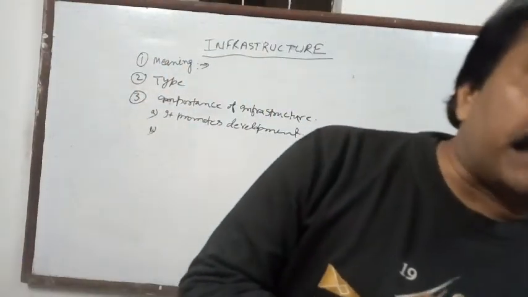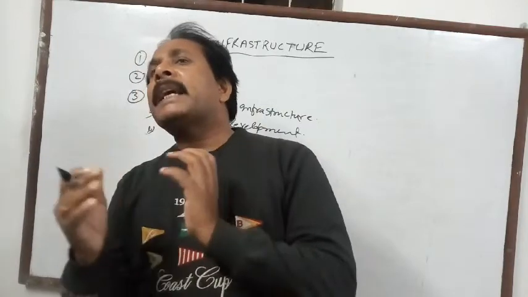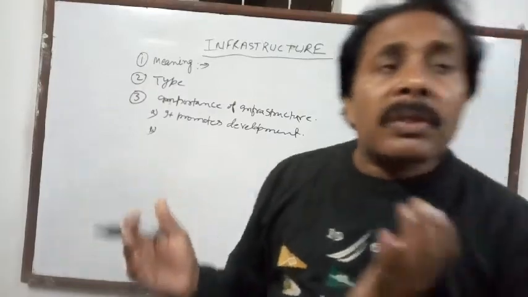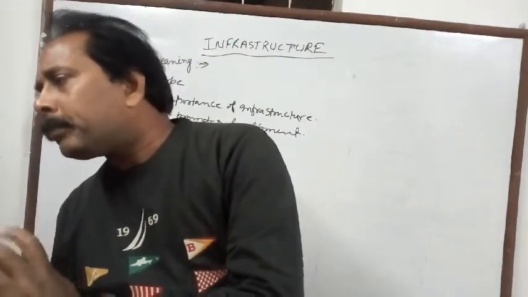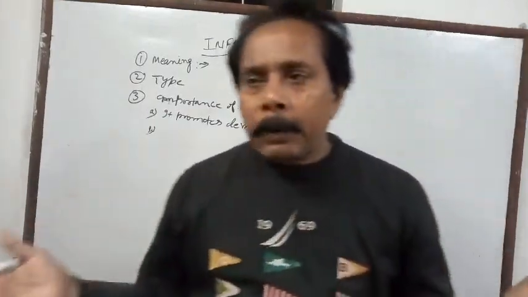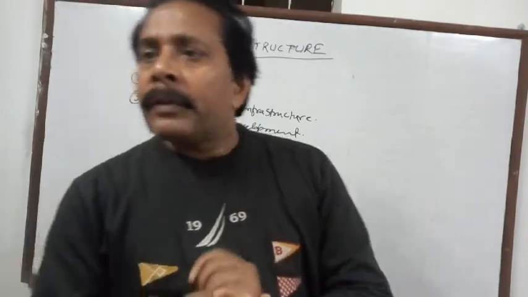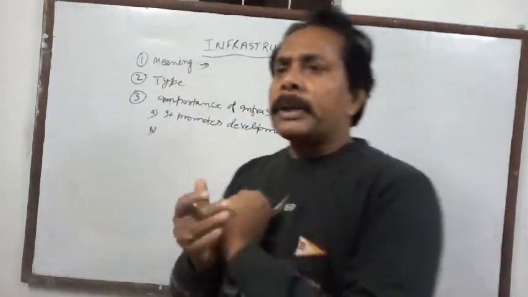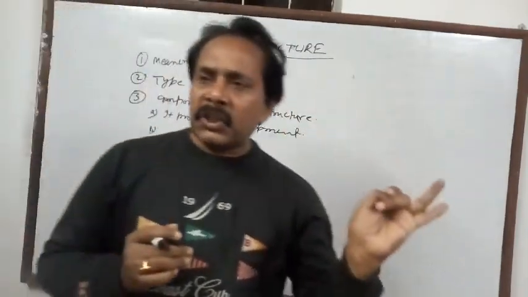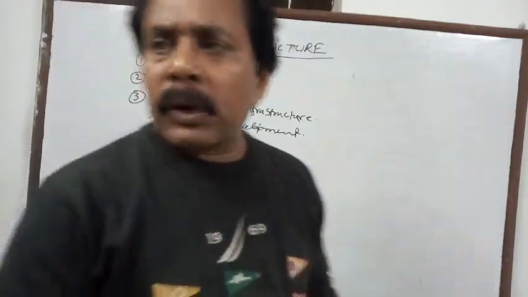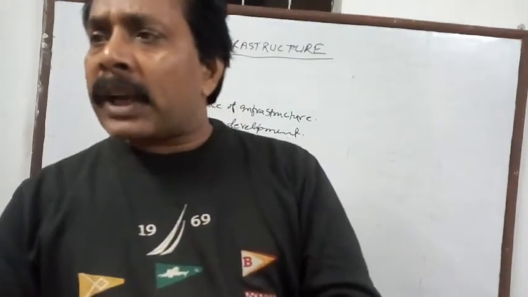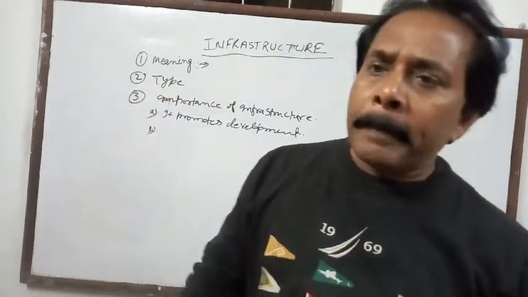Here I want to give some examples. If more and more physical capital increases, what will happen? Our production process will increase. On the other hand, if human capital increases, the productivity of the human capital will also increase. So we can say all the important components of economic development such as agriculture, industry, irrigation, transport, health, everything depends on infrastructural facilities for development.